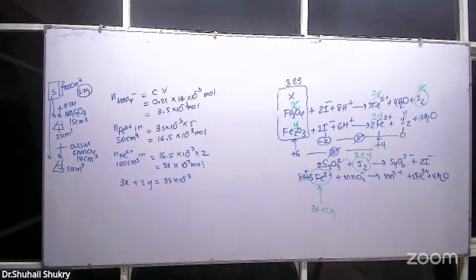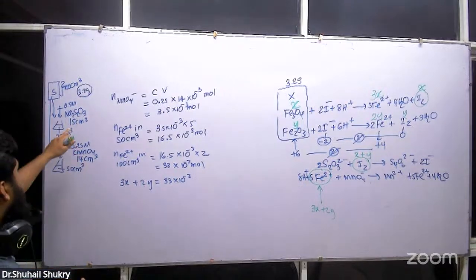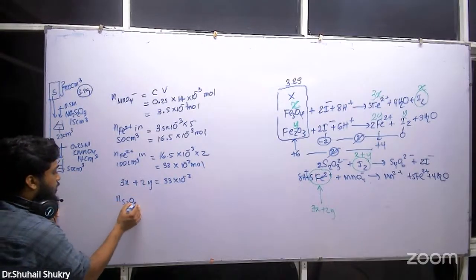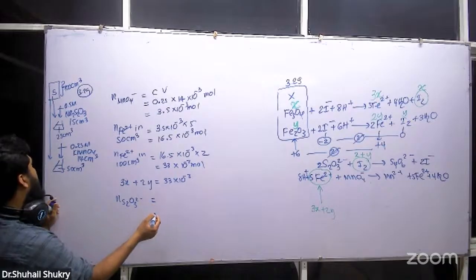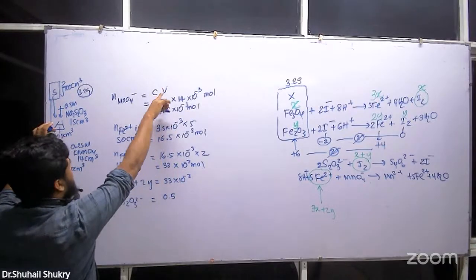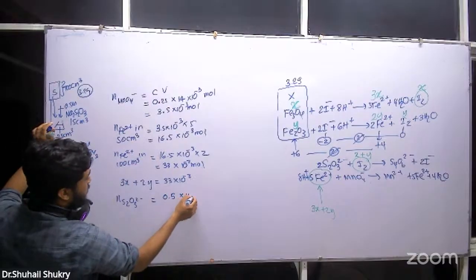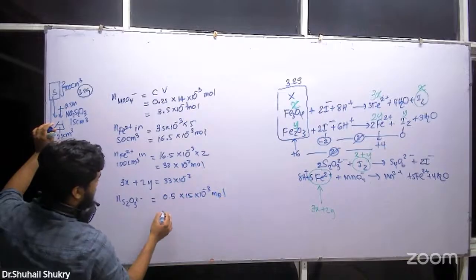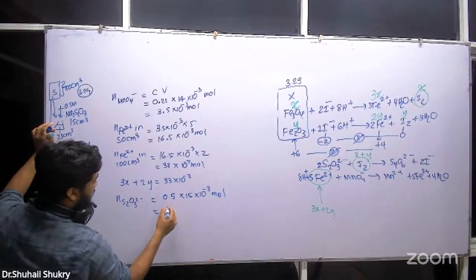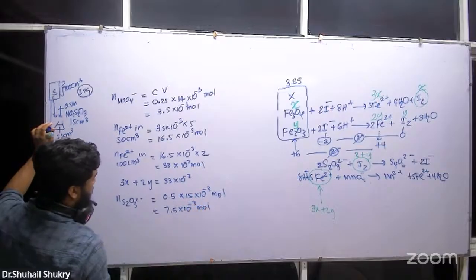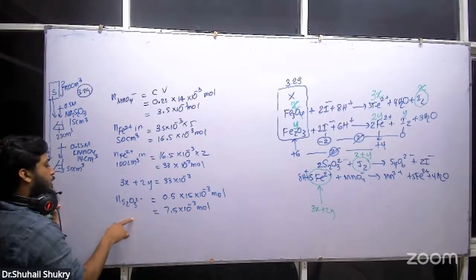Now I can find the thiosulfate moles. Using this, I can find the thiosulfate moles. So we'll go like this in thiosulfate. 0.5, CV, same, C into V. 0.5, 15 centimeter cubes. So convert to decimeter cube, 10 to the power minus 3 moles. Then 0.5 into 15, that is 7.5 into 10 to the power minus 3 moles of sodium thiosulfate. This is the needed sodium thiosulfate.